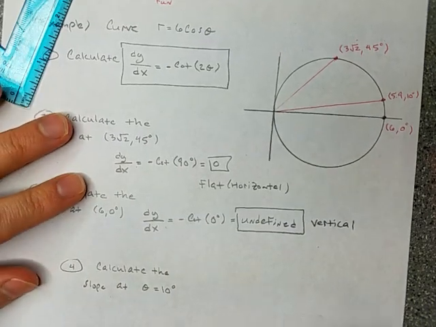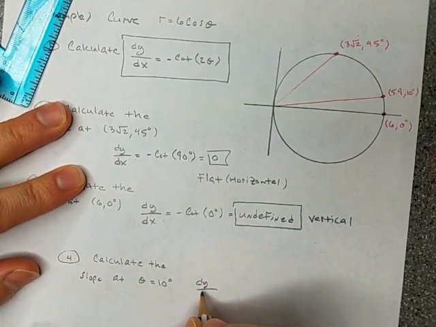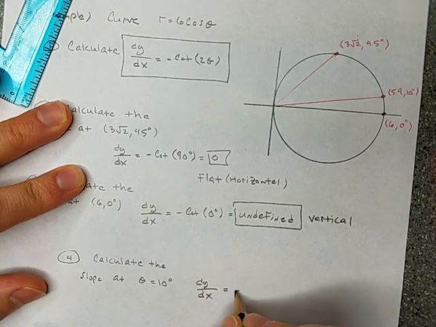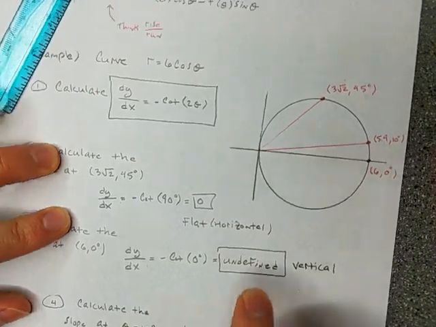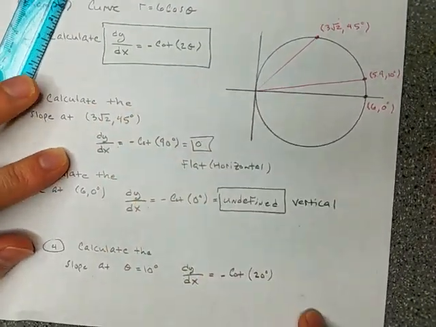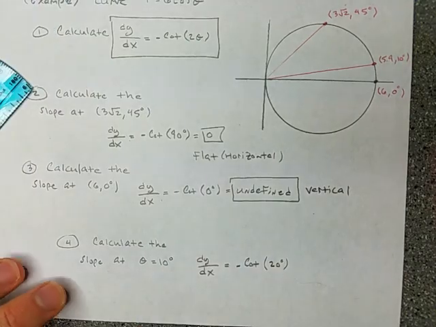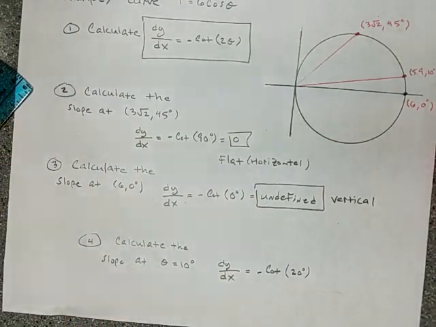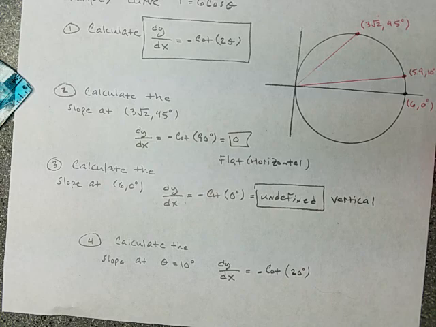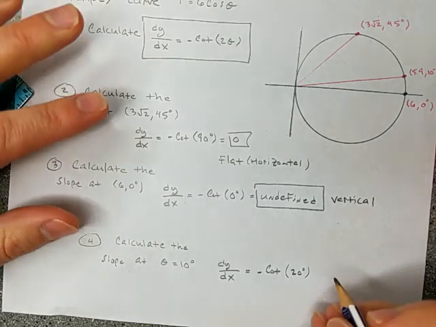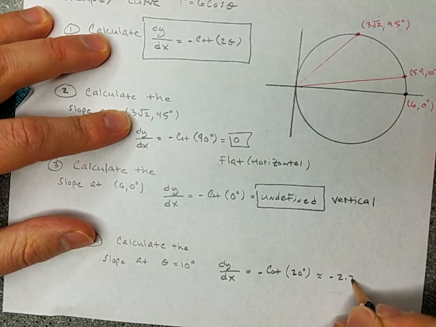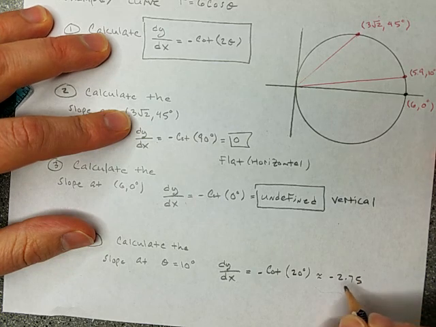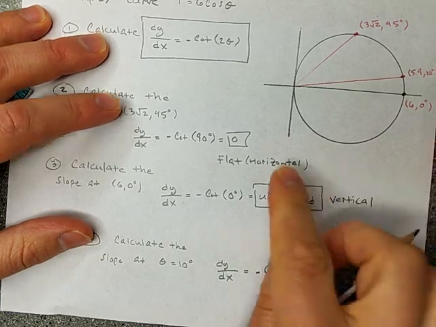Well, let's see. That would be dy over dx is negative cotangent of 20 degrees. My formula is dy over dx is negative cotangent of 2 theta. If theta is 10, then I'm doing negative cotangent of 20. What is that? I need my calculator to do that one. That one is negative 2.7. With some rounding, it's about negative 2.75 or so. And that's not vertical and it's not horizontal.